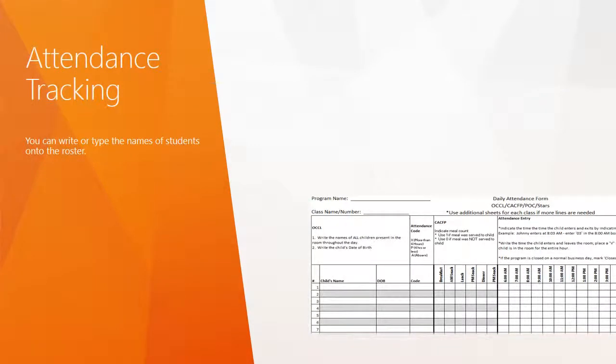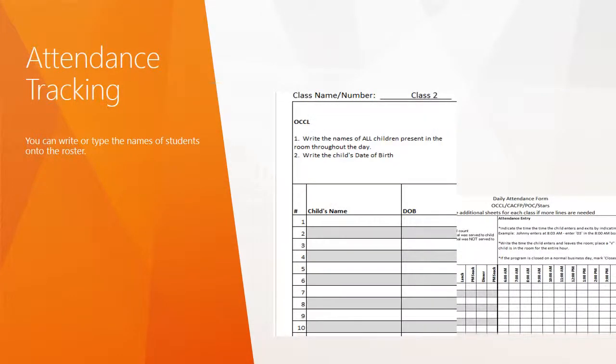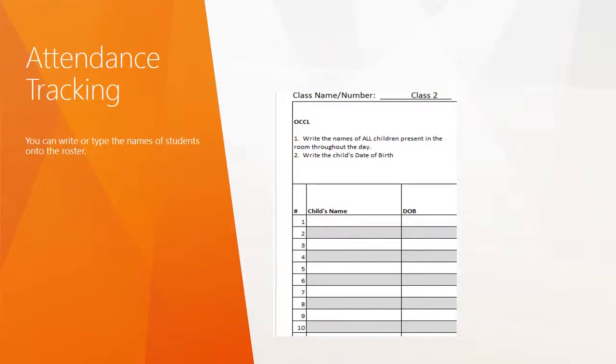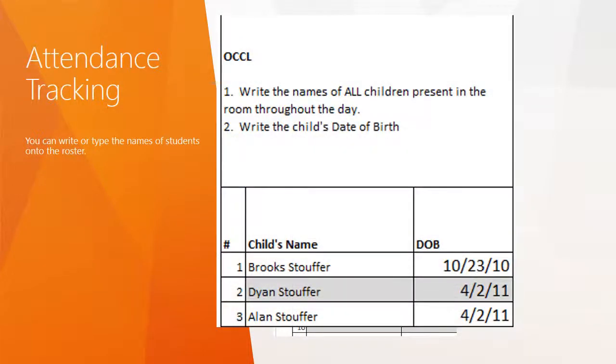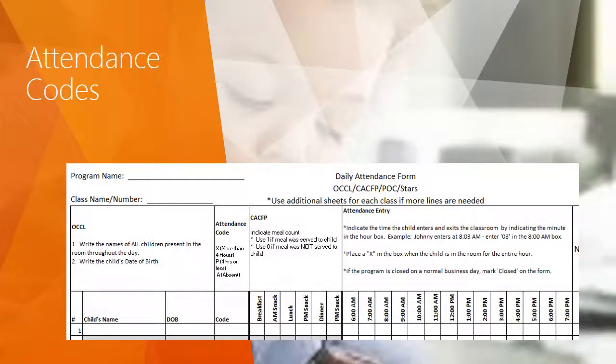The next part of the form is attendance tracking. The instructions are written at the top of the form. For this part of the form, you simply write in the child's name and the child's date of birth. In our example, the teacher has indicated the names of her students and their dates of birth in both of those columns. The next section is attendance codes.